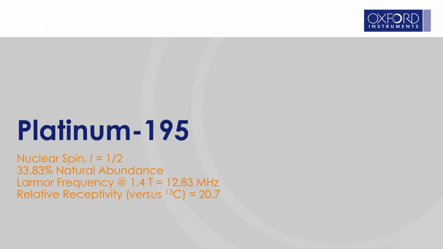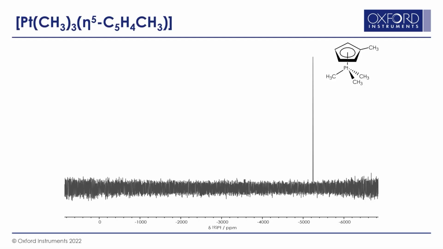Another transition metal with an isotope amenable to analysis by NMR is platinum. With one medium receptivity, 36% abundant spin half isotope, platinum-195, which can be observed over a wide spectral window. Platinum-containing compounds have a wide range of applications as homo and heterogeneous catalysts and in pharmaceuticals, particularly as anti-cancer drugs. For example, this half-sandwich platinum-4 compound shows a single sharp signal in the proton-decoupled platinum-195 spectrum.